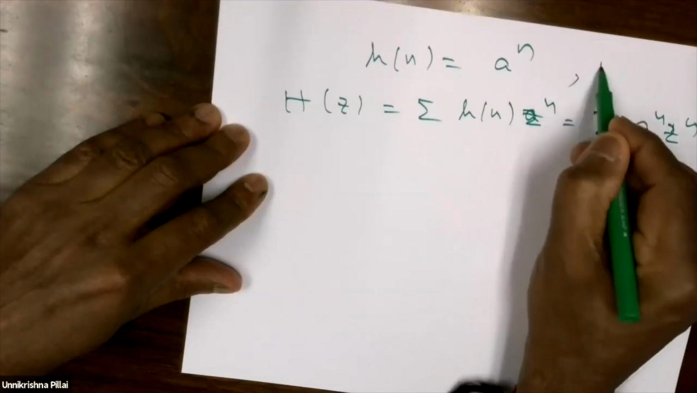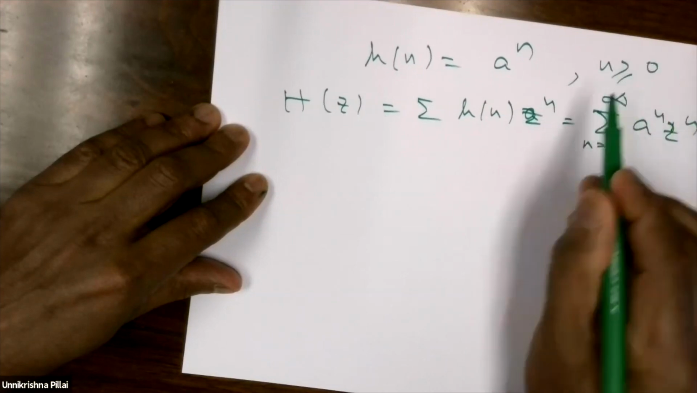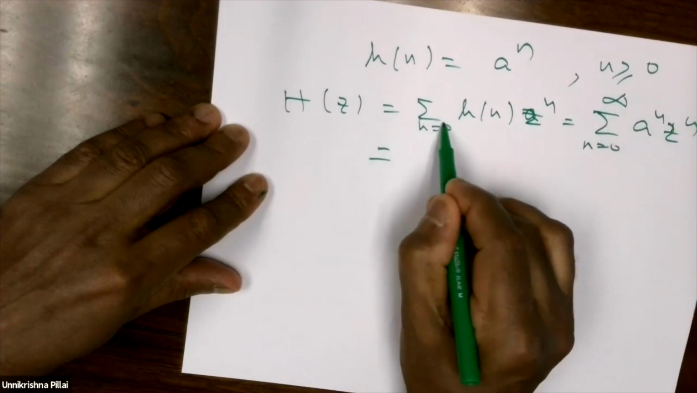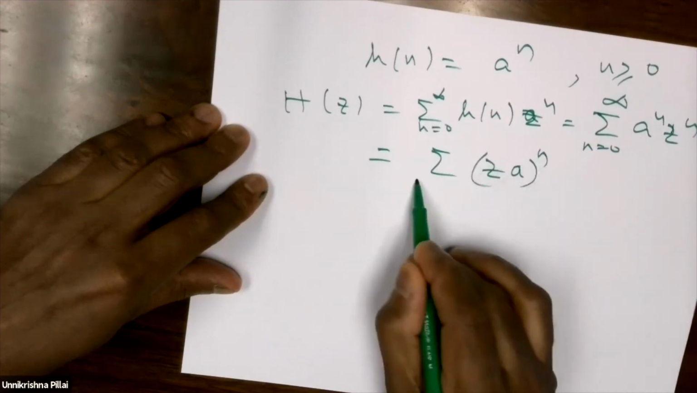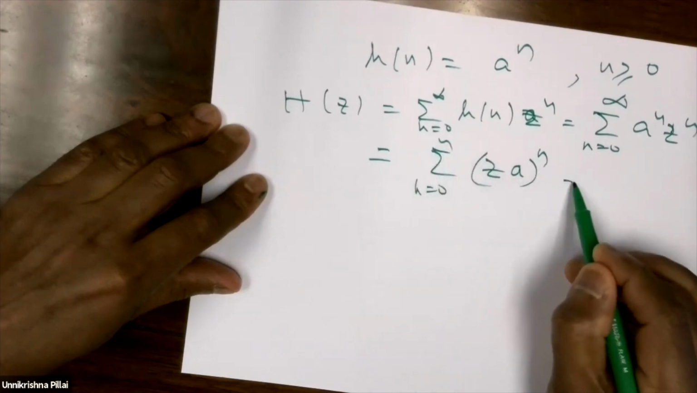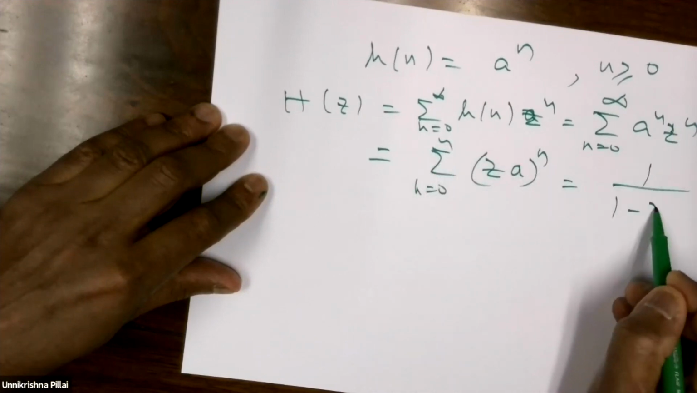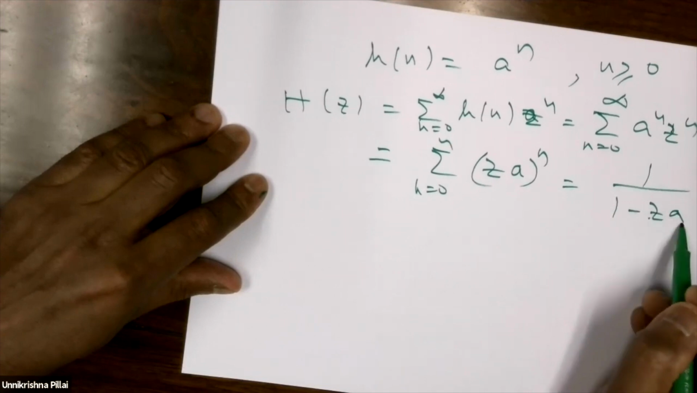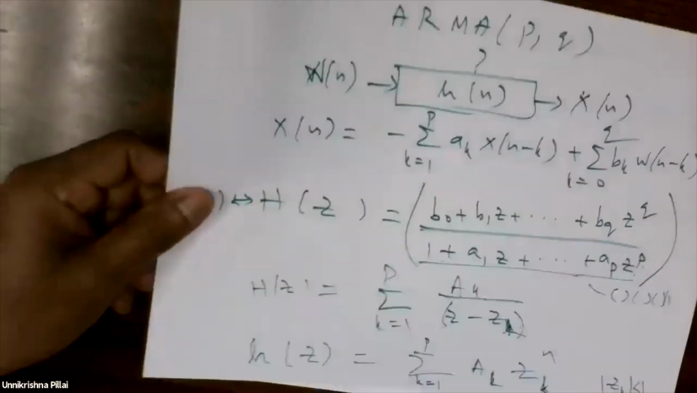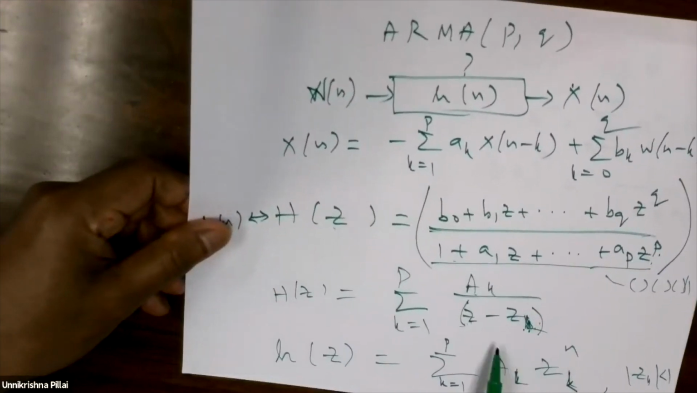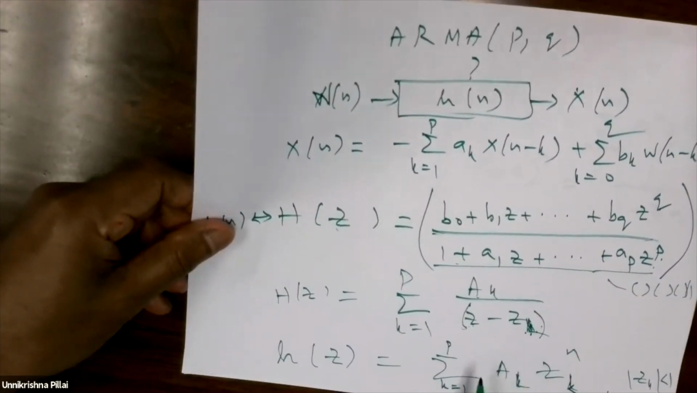Let's say n greater than 0, n equal to 0 through infinity. Then this is simply z a to the power n, summed from 0 through infinity. So this is 1 over 1 minus c a. Its root is at z equal to 1 over a. So which is what I'm doing here. So you can see, you can rewrite it in this fashion.